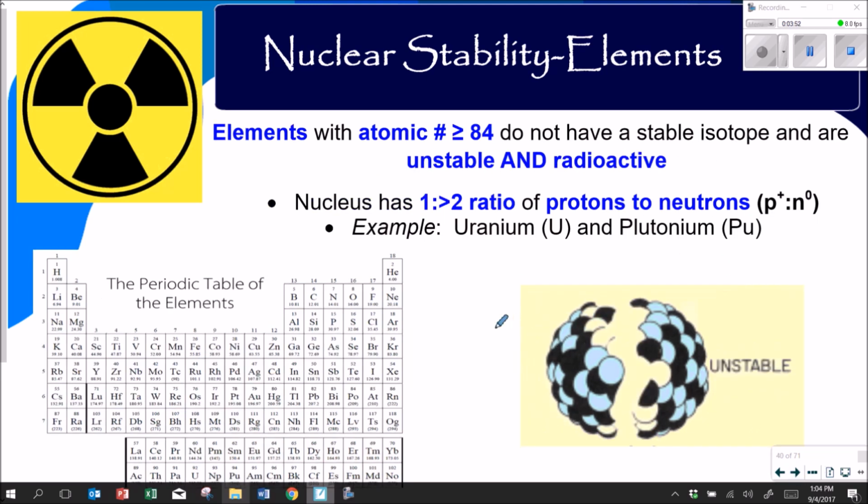Finally, elements with atomic number greater than or equal to 84, so starting at polonium, do not have a stable isotope, and they are all unstable and radioactive. The nucleus has a 1 to greater than 2 ratio of protons to neutrons, so some examples would be uranium and plutonium, but anything above or equal to 84 will be unstable.